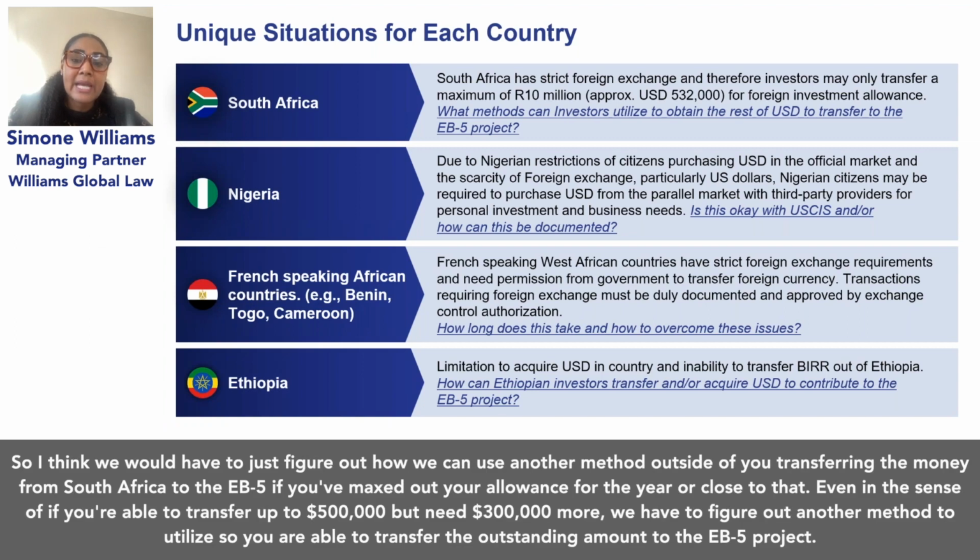So I think we would have to figure out another method, outside of you transferring the money from South Africa to the EB-5, if you've maxed out your allowance for the year, or are close to that. Or even if you're able to transfer up to 500,000 but need $300,000 more, we have to figure out another method so you're able to transfer the outstanding amount to the EB-5 project.